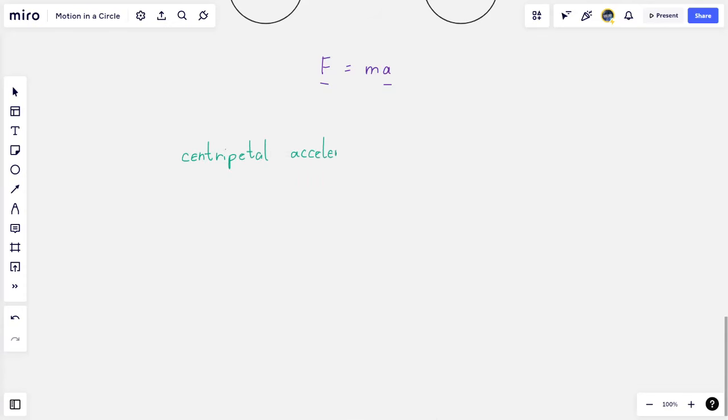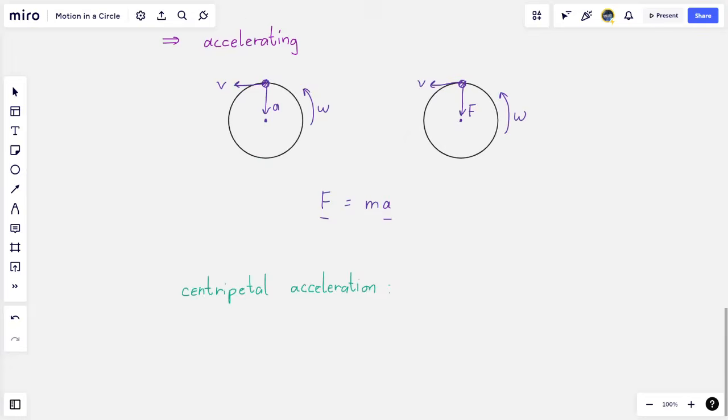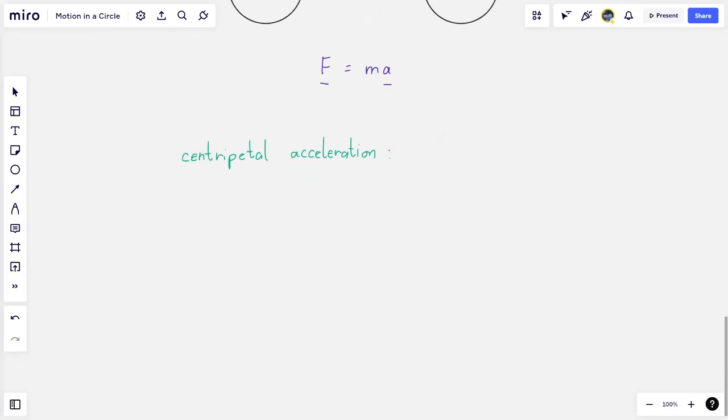And so the idea is that whenever you have circular motion, we use the word centripetal to identify this. And centripetal means center seeking. So seeking the center of a circle is what the acceleration and the force are doing. They're pointing towards the center. And so we're going to do some more mathemagic.